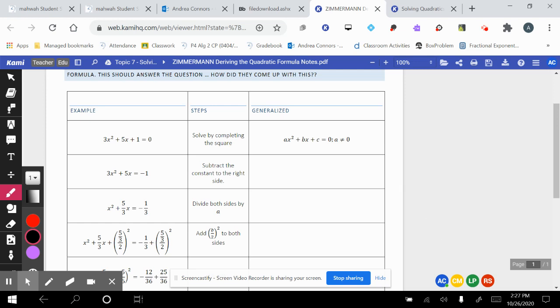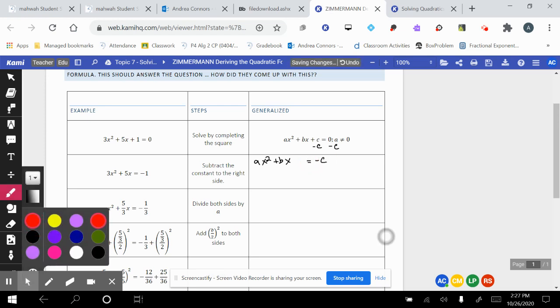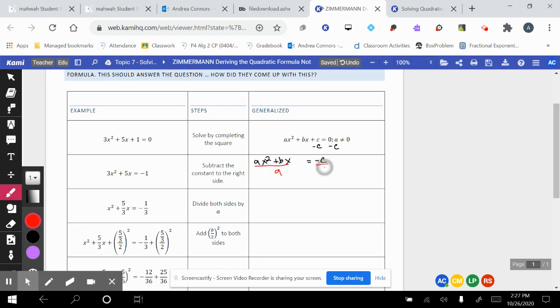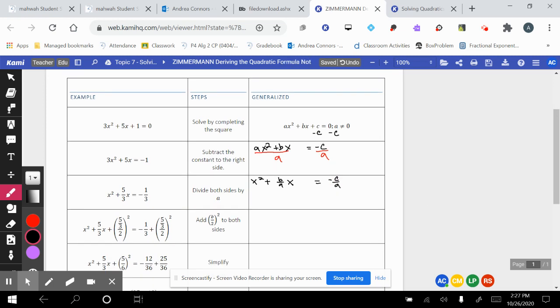So you're going to subtract the constant to the right side. So we have ax squared plus bx equals negative c. Divide each side by a. You get x squared plus b over a x is equal to negative c over a. Then you're going to add b over 2 squared to both sides.